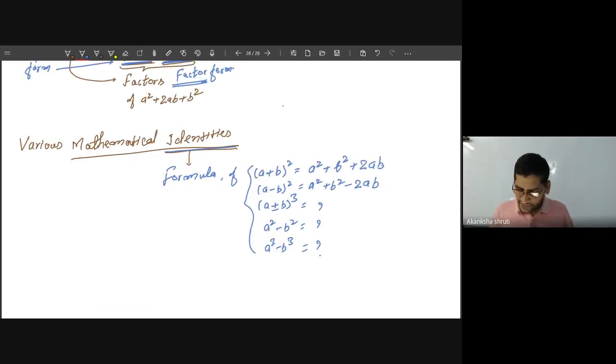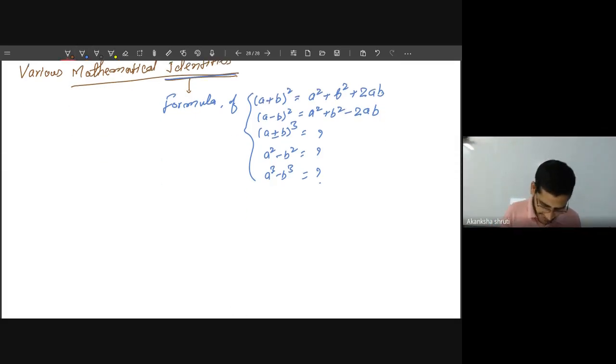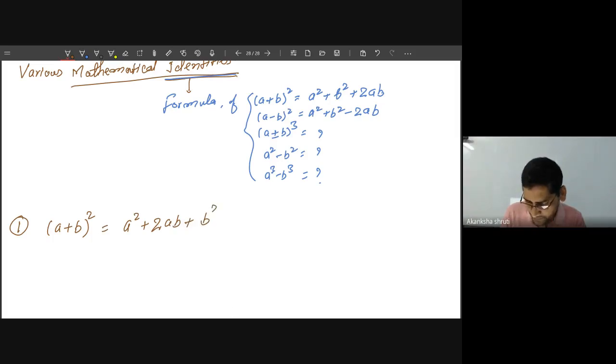Students, you have to recall your concepts of earlier classes. What were the various identities? So right, the very first and most common identity is (a + b) whole square is given by a² + 2ab + b².